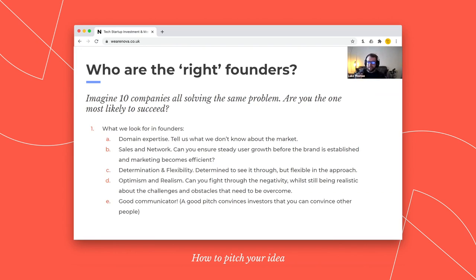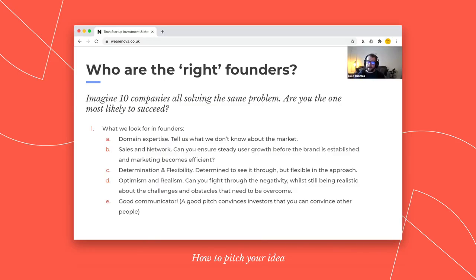This is a difficult one. Some investors say you need to be so determined that nothing will stop you. And other investors will say you need to be so flexible that you can ride the punches and you're not stuck to one plan. So which is it? Do you need to be determined or do you need to be flexible?